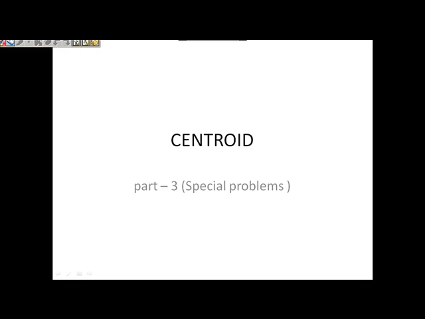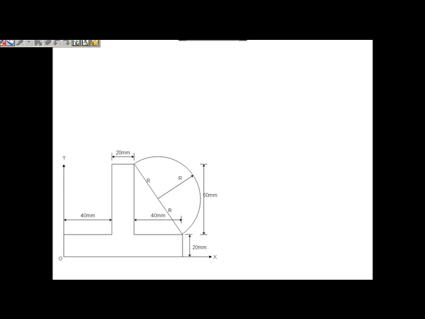This is the third lecture on centroid. It deals with some special problems on areas. Let's take this problem, which has two rectangles, a triangle and a semicircle. But the special thing about this is the semicircle is on the diagonal, on the hypotenuse of the triangle, and therefore it does need some explanation.